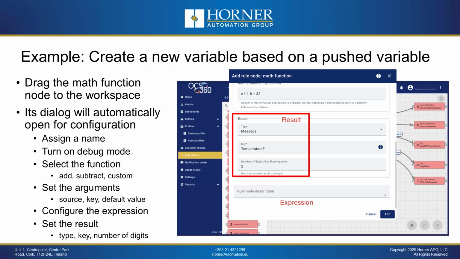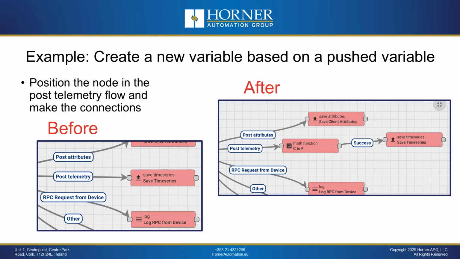What we have done is configure the node, and now we need to put it in the rule chain. We need to position the node in the post-telemetry flow area. So if you take a look at the before section of our slide here, after post-telemetry, we go directly to the save time series. That is where everything is saved. So what we are going to do before the save occurs is insert this node.